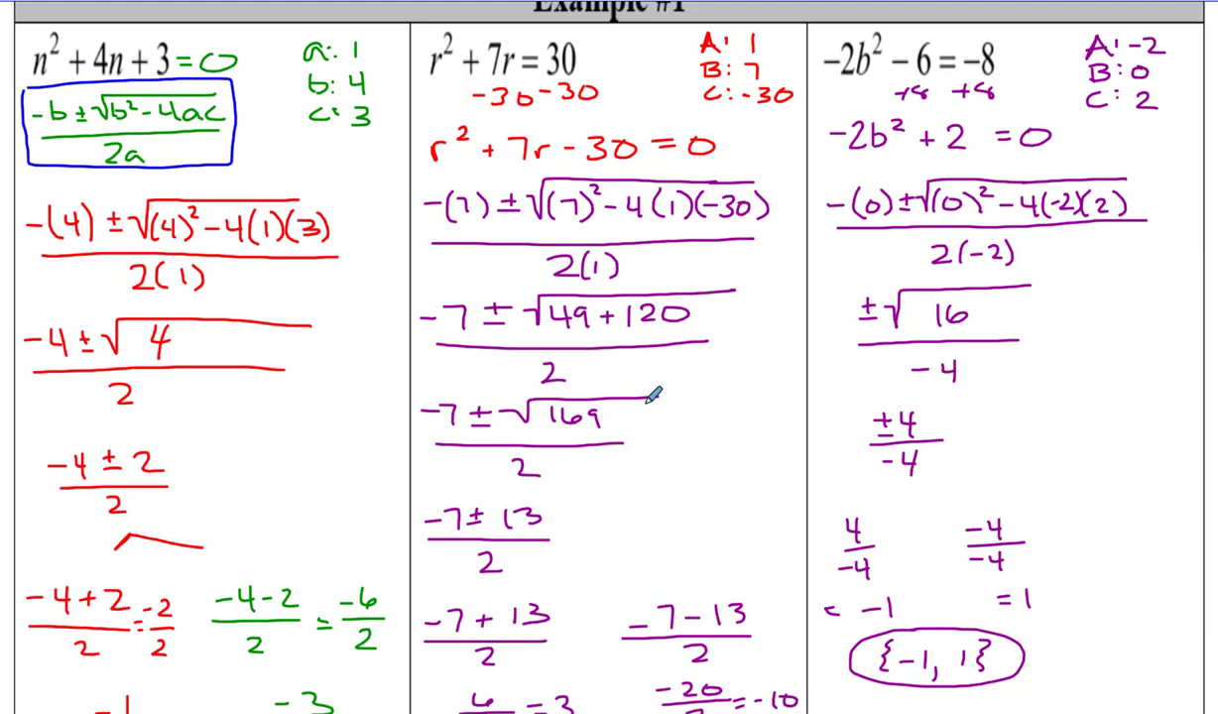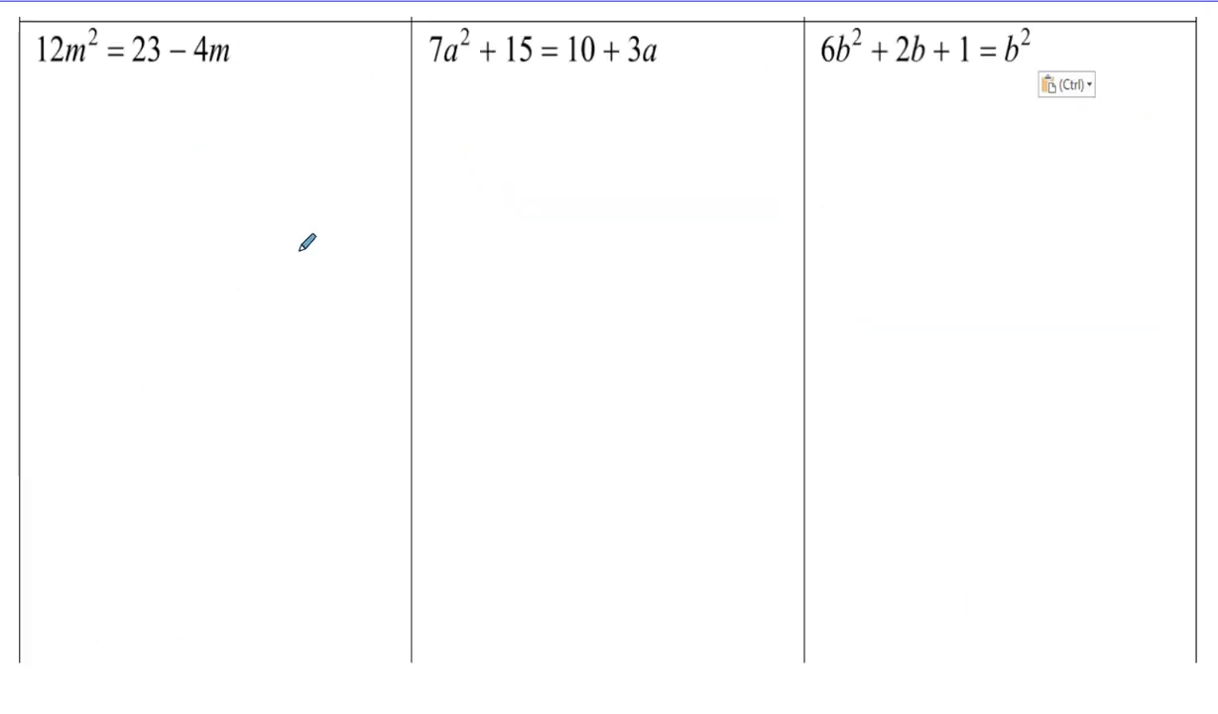Okay, so these first three examples, very easy, smooth numbers. I'm definitely going to throw in a couple problems that have radicals for solutions. So let's try some of these.